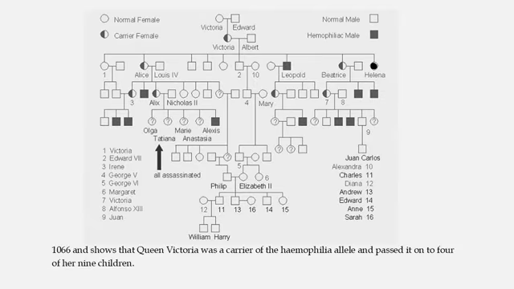Okay, so Queen Victoria, isn't it? So here you see what I've written. Queen Victoria was a carrier of hemophilia. She was a carrier of the hemophilia allele, and passed it on to 4 of her 9 children. See, so this is Queen Victoria we are talking about. So here she has the hemophilia gene, but she is a carrier. Carrier means she is normal. She is normal, but a carrier.